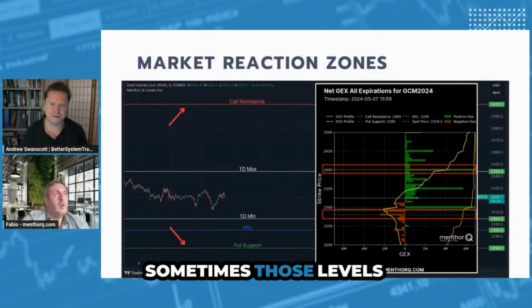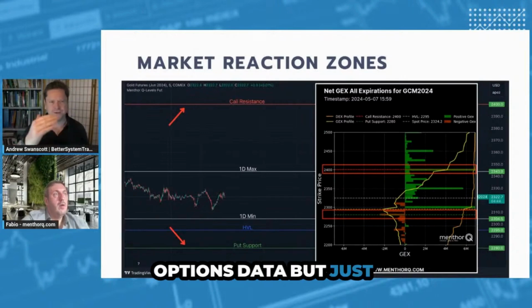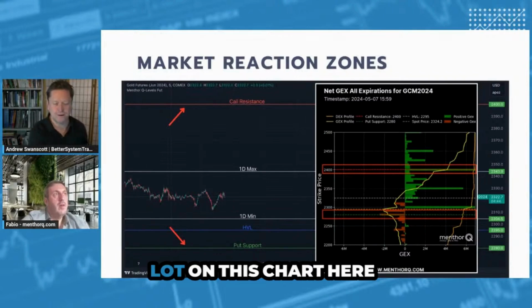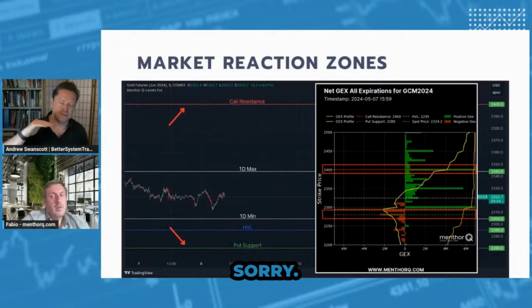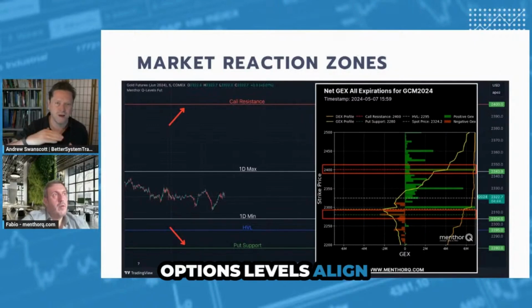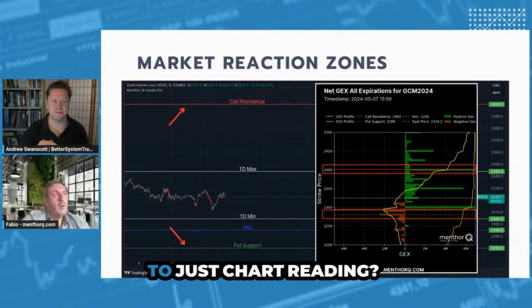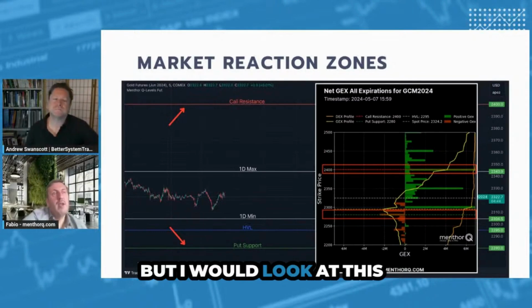And sometimes those levels were, well, I know she was looking at the options data, but just looking at the chart, that's in the middle of nowhere. How can that be? But I know we can't really see a lot on this chart here because it's only a small part of the historical chart. But do you find that these options levels align with traditional support and resistance zones to give more credibility to just chart reading? It could be, yes.